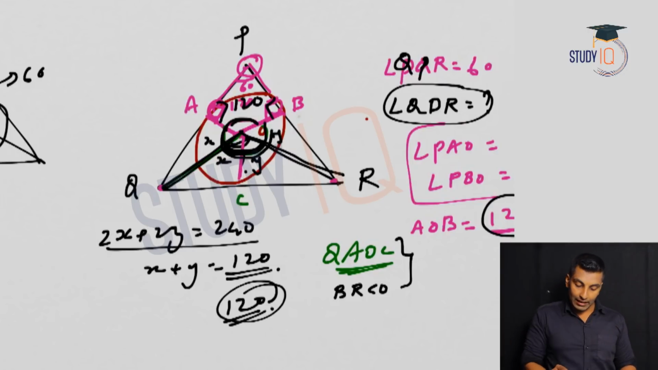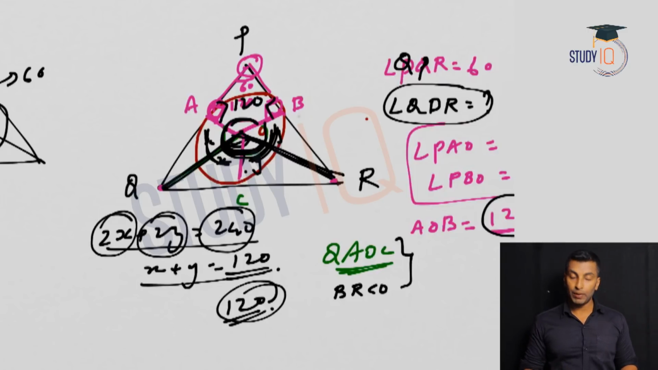This is angle bisector. This is also angle bisector. So these two angles are equal, these two angles are equal. So 2x plus 2y is equal to 240. X plus y is equal to 120. So I got the required angle as 120. I hope this is clear for all of you.